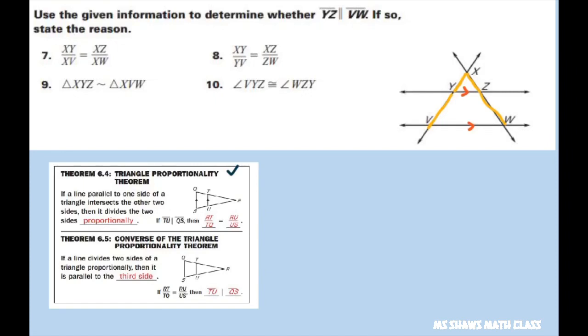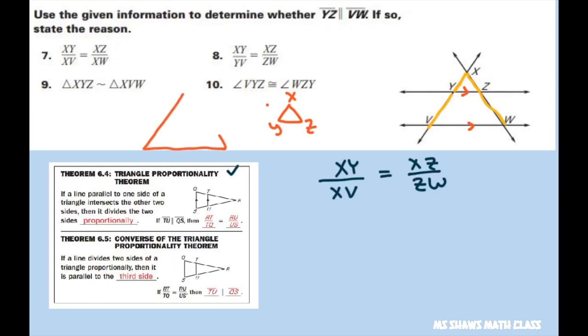All right, so what we're going to do is look at this. So we have XY divided by XV equals XZ divided by ZW. Yes, that means that the lines are proportional, and what you can do is look at the little triangle XYZ, and it's proportional to the bigger triangle XVW.